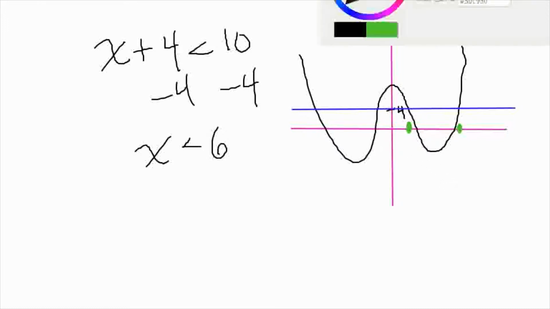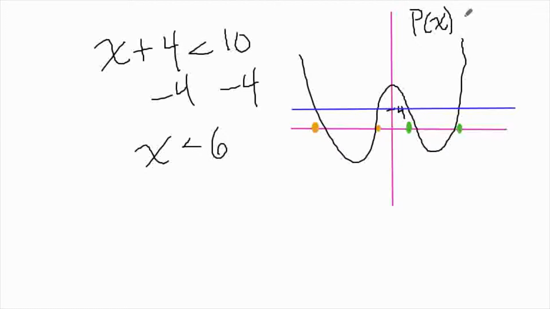But then there's also another one between, let's make it this time, orange dots. So between the orange dots and the green dots, those are the parts of the domain that would be the solution to, let's say, complicated polynomial of x is less than or equal to 4. So graphing is a great way to solve inequalities.